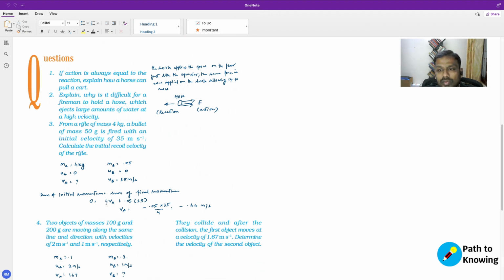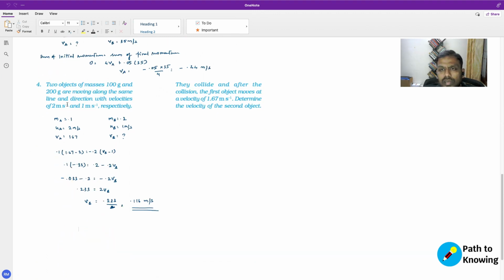And we know the sum of the final momentum to be 4 v_A plus 0.05 times 35. 4 is the mass of the rifle, and 0.05 is the mass of the bullet. So if you solve for this one, we know that v_A comes down to be minus 0.44 meters per second. So the recoil velocity acts in the opposite direction of the direction of the bullet, right? So the direction in which the bullet travels. So that's why you get the minus here.